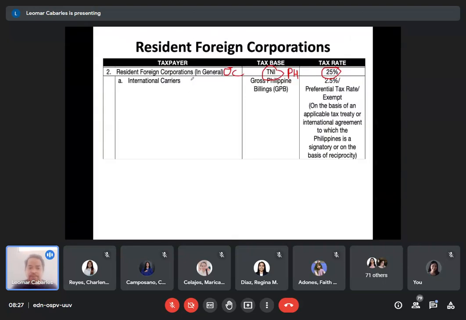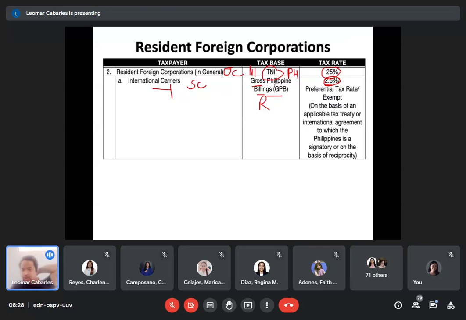Now, ang tawag dito sa letter A ay special corporation. Ang tax base ng mga international carriers, mga airlines and shipping companies, gross Philippine billings, GPB. Ang rate ay 2.5%. Now, you might wonder, ang baba naman ng tax rate nito? Yung ordinary, 25%, siya 2.5% lang. Hindi siya mababa actually, kasi ang basis naman ng 2.5 ay gross billings. Gross revenue ito, unlike ordinary corp, net income yan.